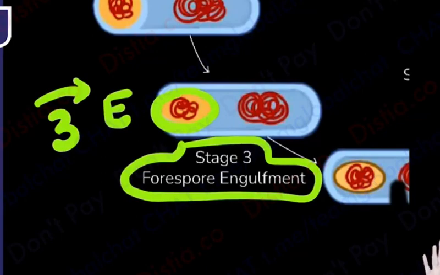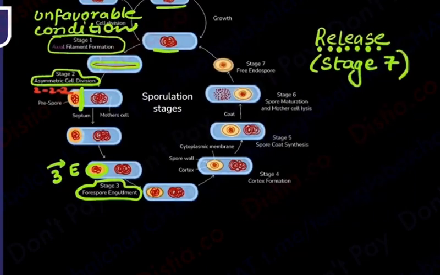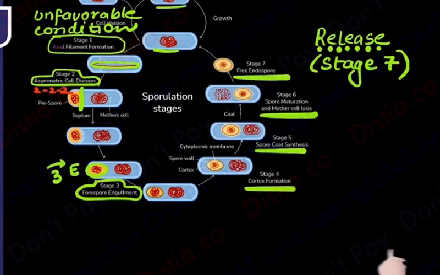Now the rest of the stages you don't have to know, because in stage 4 you will make what layer? Cortex. Then, thoda bahar wala, you will make the coat. Then you will make all the maturity in stage 6, and in 7 you will release it out. Now I don't want you to learn all the others. So I want you to learn stage 1, 2, 3. After that, in 4, 5, 6 you will just keep on making it mature, and in stage 7 you will release it.